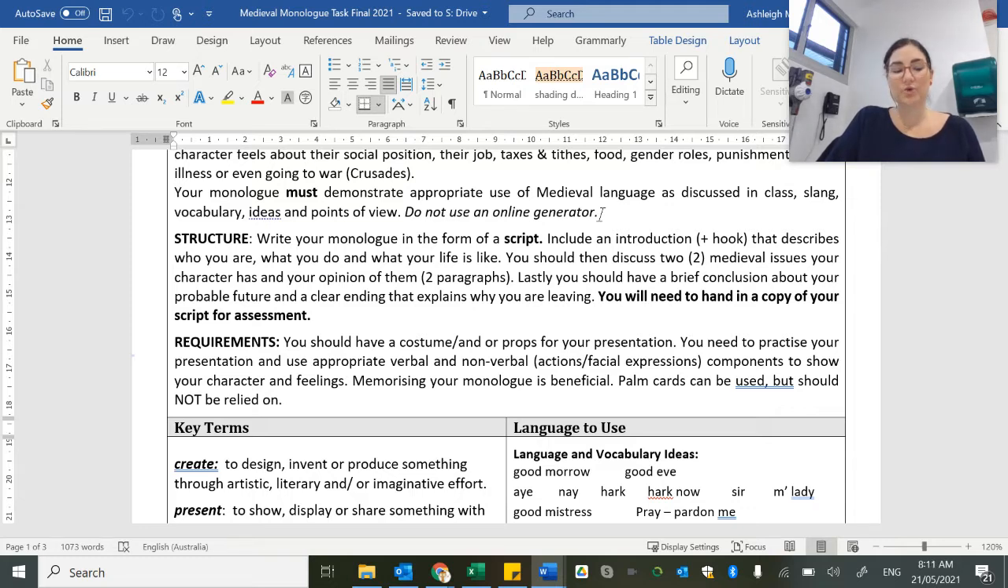So you will be creating some palm cards. You'll get a week in class to actually practice and try to memorize it, but you'll also need to be practicing at home as well.